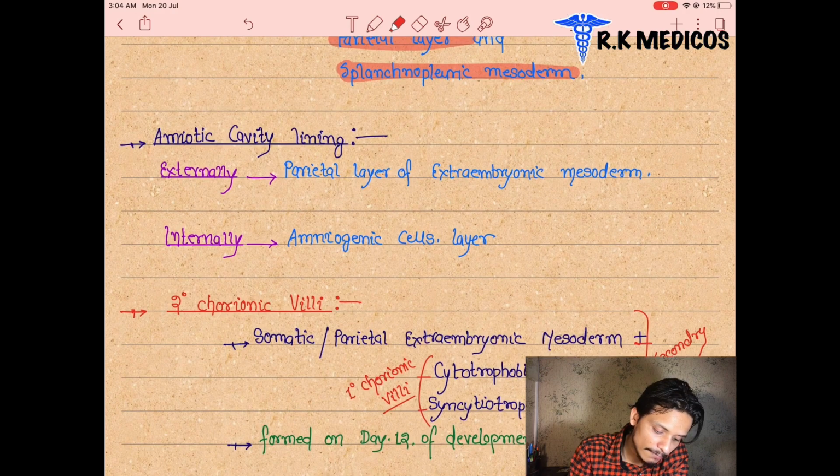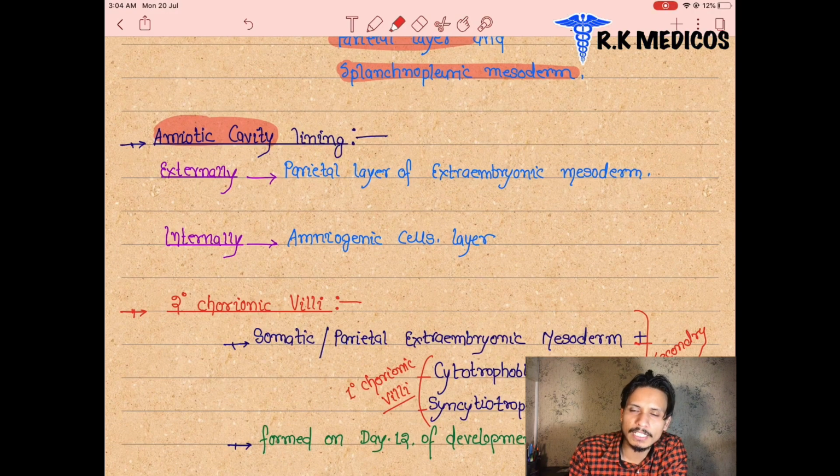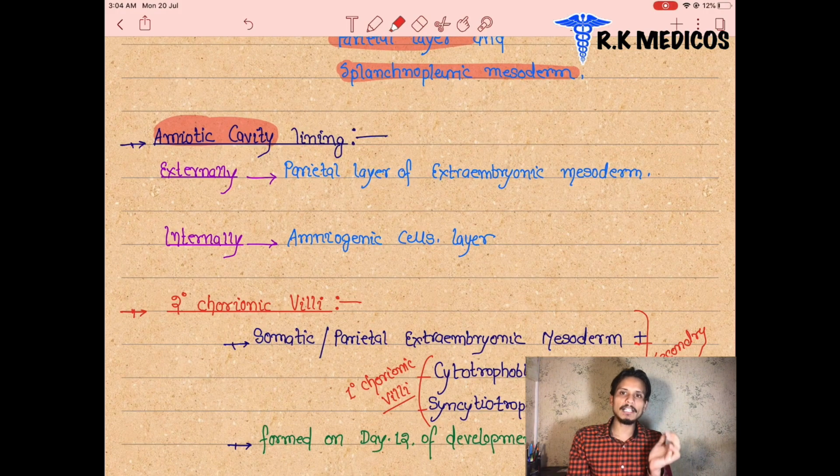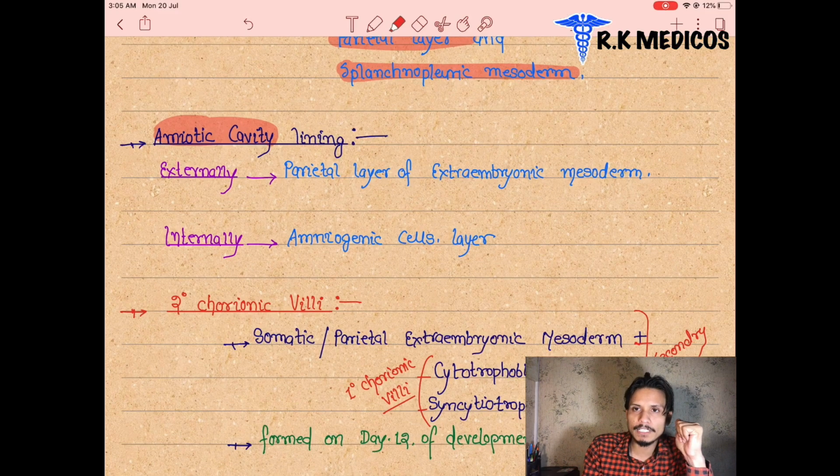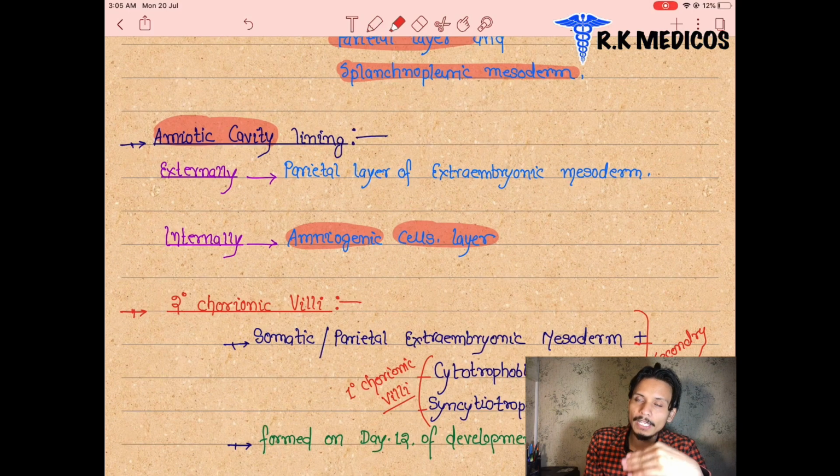Now the amniotic cavity, where is it located? The amniotic cavity is located just above the epiblast, and it is formed by a membrane enclosing a cavity. That one is called the amniotic cavity. Now imagine this amniotic cavity is lined externally by something and internally by something. The internal wall of the amniotic cavity is lined by the amniogenic cells. But what is lining it externally?